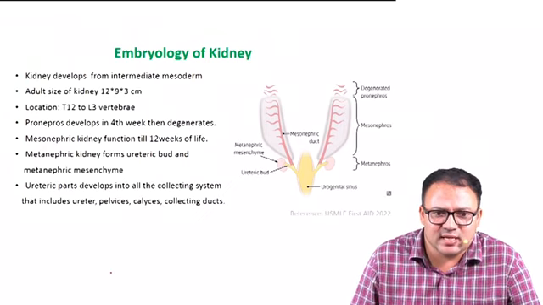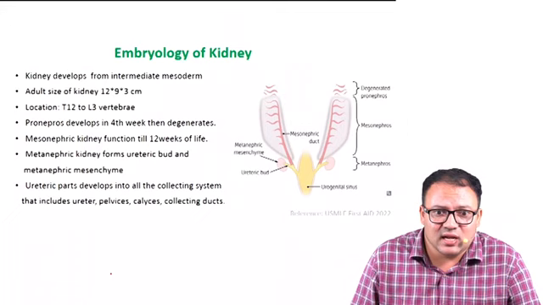Pronephros functions as kidney till the 4th week of life, then it degenerates. Mesonephric kidney functions till 12 weeks of life, and then degenerates. Lastly, it is the metanephric kidney that develops into the adult kidney.